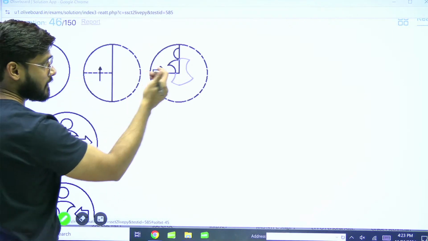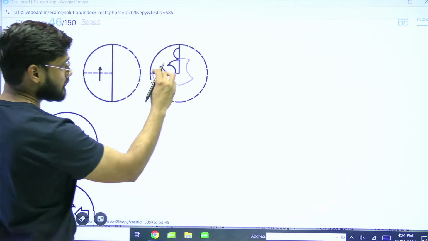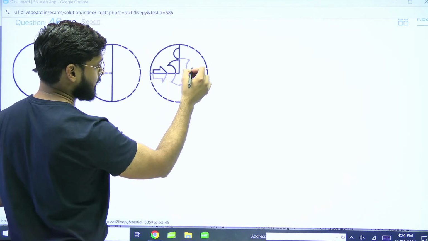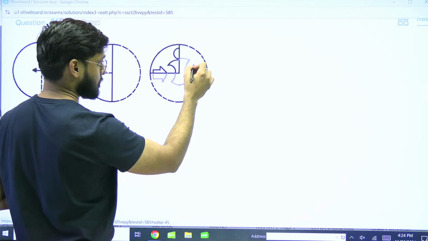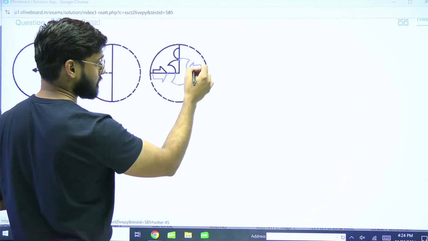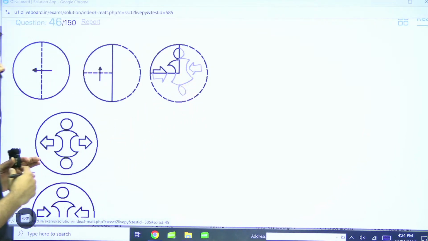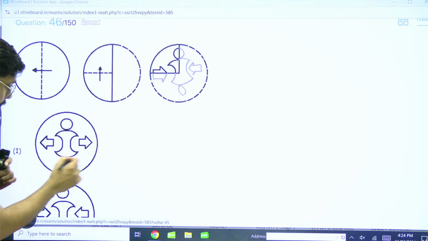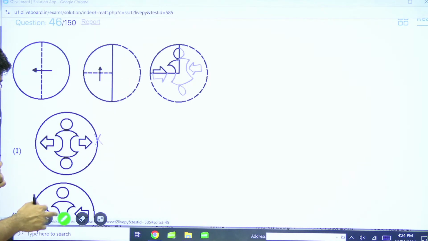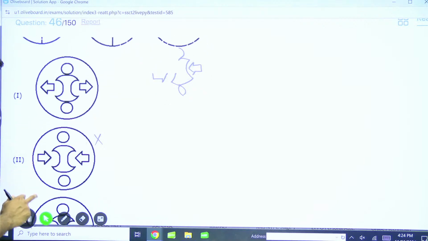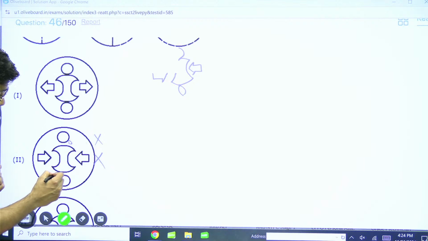And when I open it below, this arrow will make its mirror image, like this. My drawing is not that good. Like this and like this. So which option is matching with this one? Option number 1 is cancelled because this arrow is facing outside. Now let's see other options. Option 2 is wrong because circles are not attached to this part. Circles should be attached.